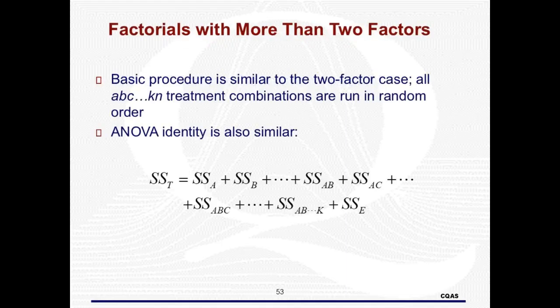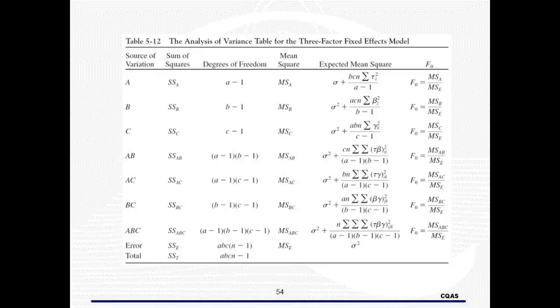If you have more than 2 factors, everything that we talked about gets extended to K factors. Here is the ANOVA with EMS.